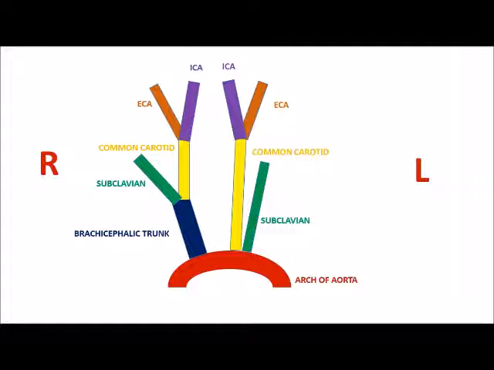The right common carotid artery arises in the neck from brachiocephalic trunk behind the sternoclavicular joint. The left common carotid artery arises in thorax directly from the arch of aorta. It ascends to the back of left sternoclavicular joint and enters the neck.